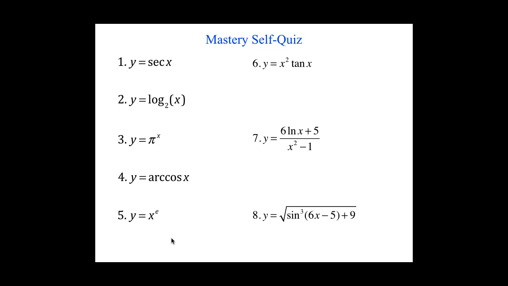The questions on the left are things that you could possibly see in the first 25: secant of x, log base 2 of x, pi to the x, arc cosine of x, x to the e. The ones on the right, kind of medium to difficult, hard, would be among those other 10 questions.